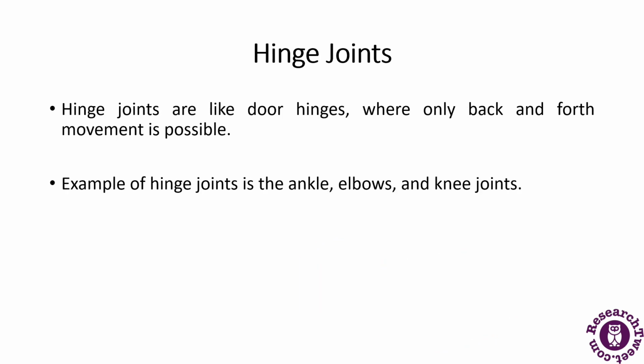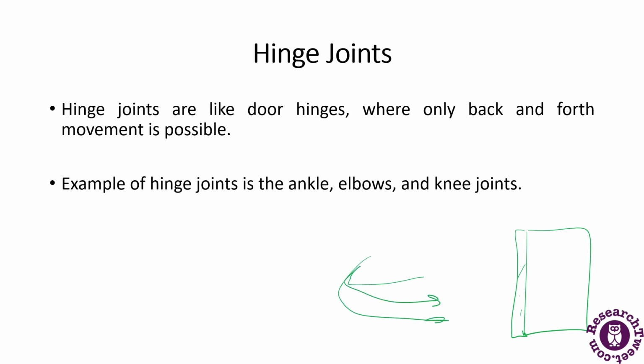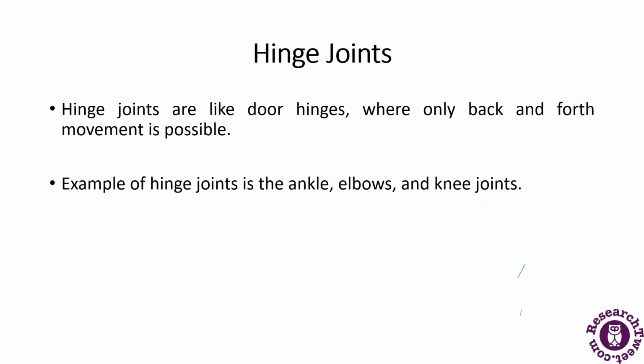Hinge joints. They work like a door hinge. For example, when there is a door, you can just rotate it this way. The examples here are ankles, elbow, and knee joints. So these are some of the examples of the hinge joints.